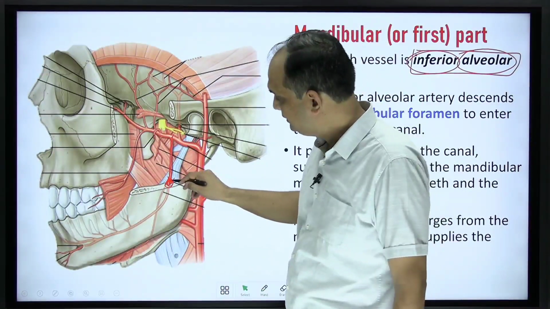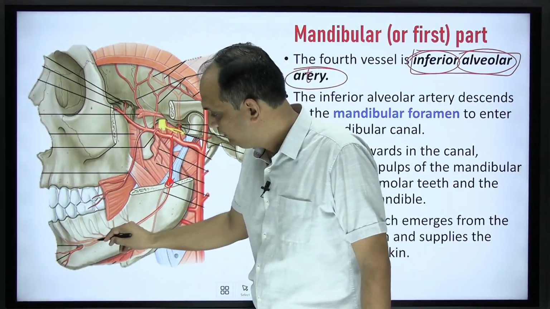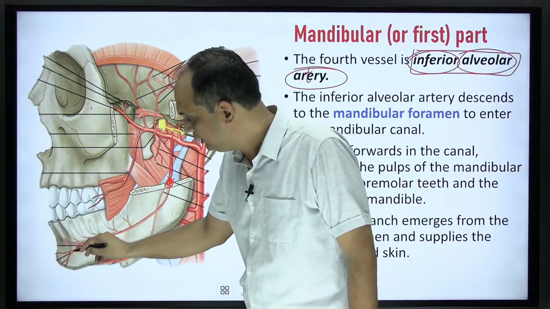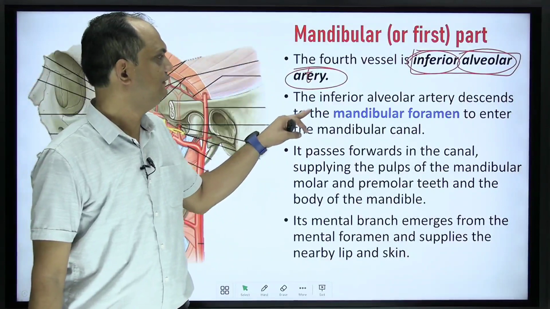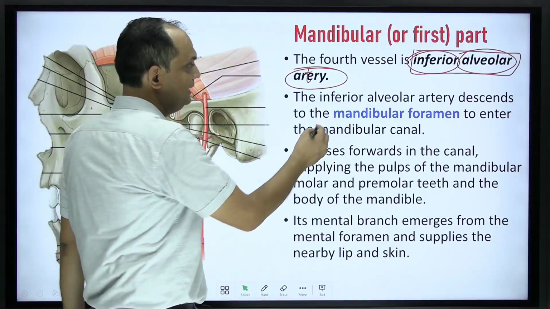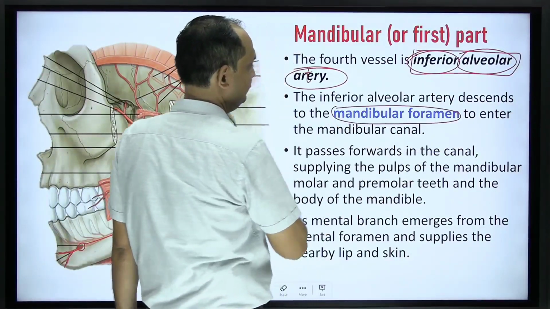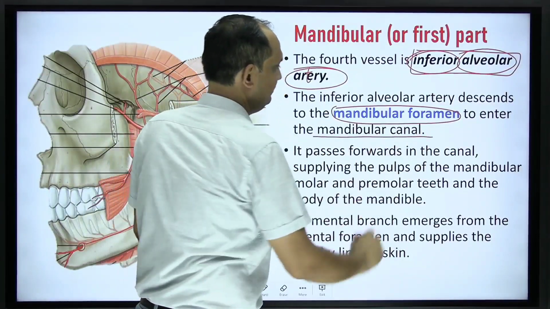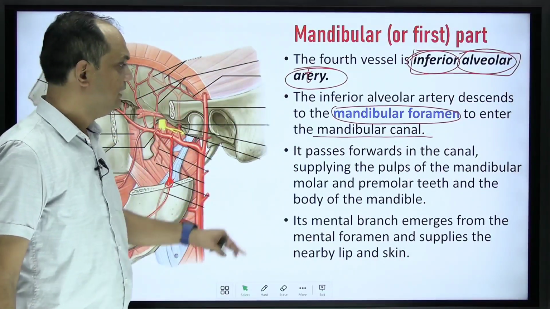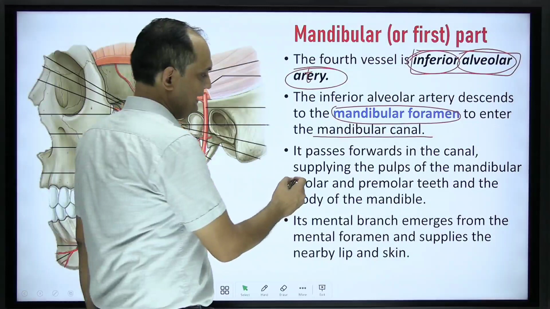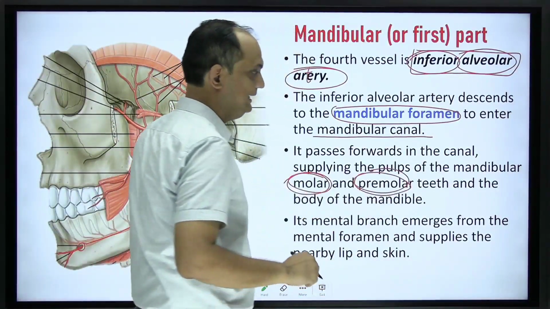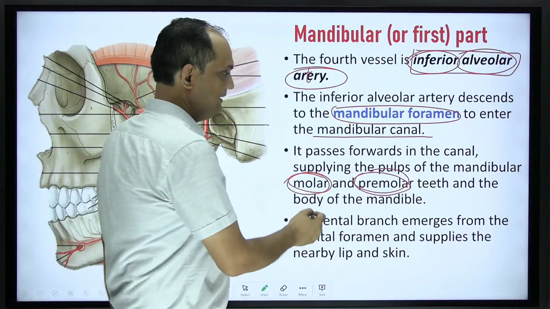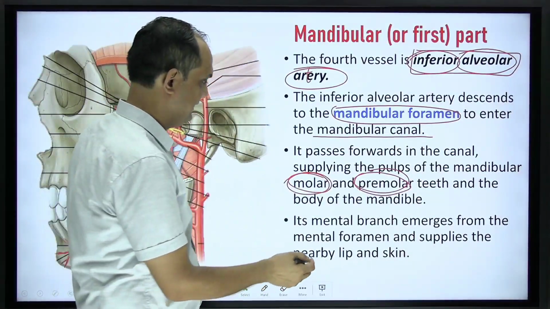Then it runs into the mandibular canal and it comes out as a terminal branch that is known as mental artery. So it is a descending artery. It descends to enter into the mandibular foramen, and from the mandibular foramen it runs into the mandibular canal. It passes forward in the canal and it supplies your lower teeth, that means molar, premolar, and its anterior terminal branch will supply the remaining teeth, incisors and canines.